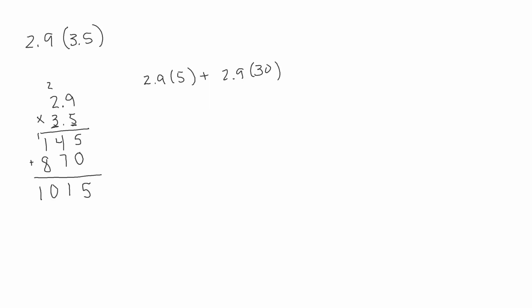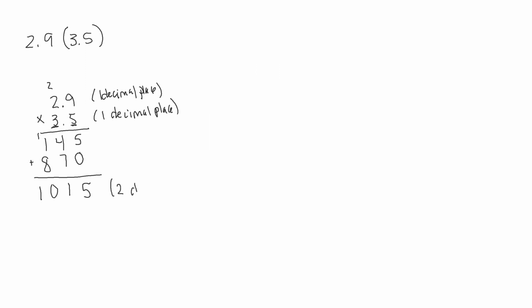Now, where do I put my decimal point? Well, here I have 1 decimal place. Here I have 1 decimal place. 1 plus 1 is 2, so here I need 2 decimal places. So I would put my decimal between the 1 and the 0. And there you have it. That's multiplying decimals. Let's go ahead and look at another example.